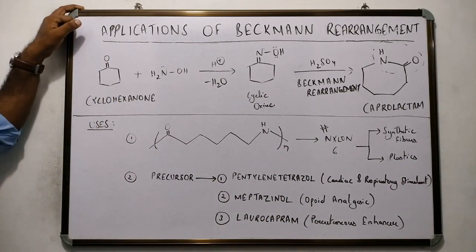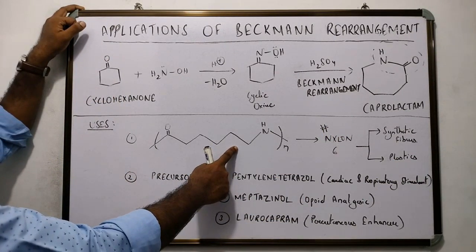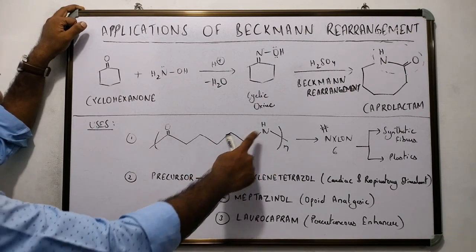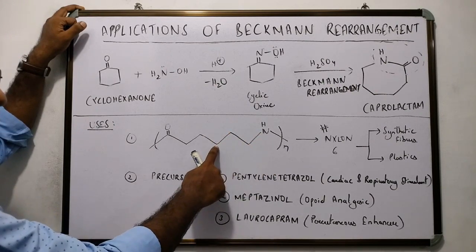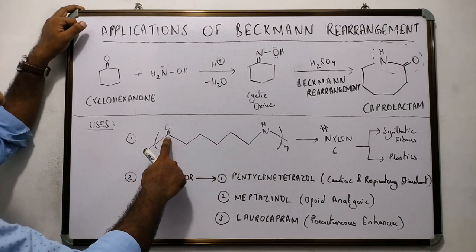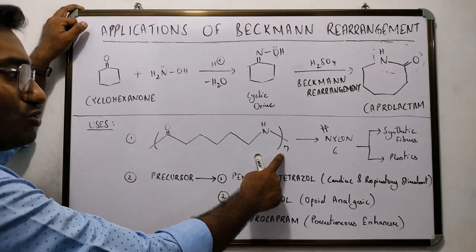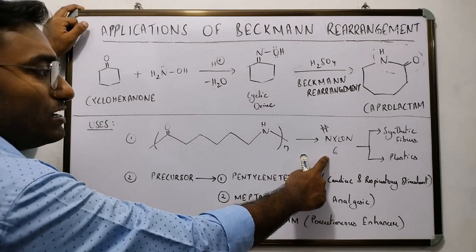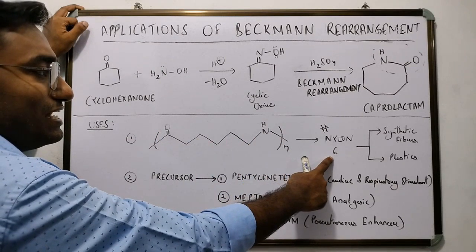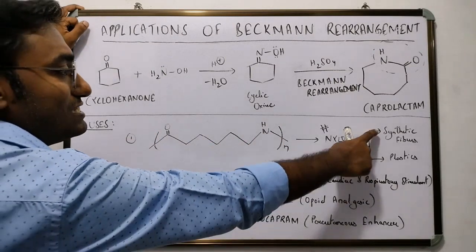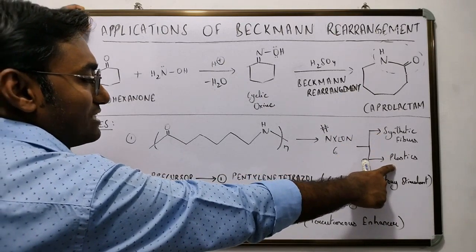Uses of caprolactam. This is an open chain caprolactam. 1, 2, 3, 4, 5, 6, 7. It serves as a monomer unit in the polymer nylon 6. Nylon 6 is used in synthetic fibers and in plastics.